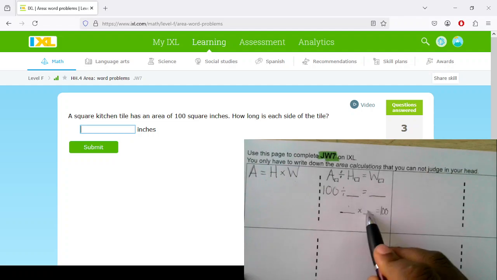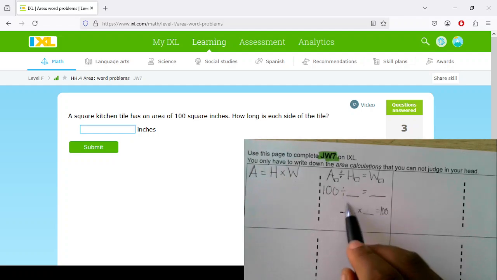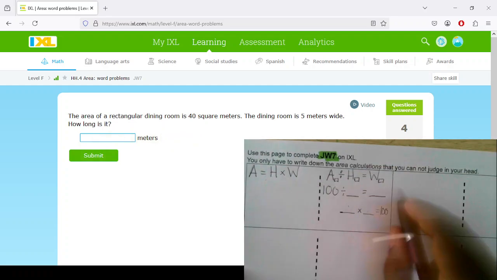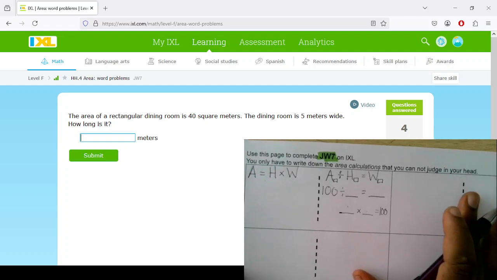1 times 1 is too small. 5 times 5 is 25, that's too small. 12 times 12, 144, that's too big. 10 times 10 is just right. I don't have to write down more than I need.